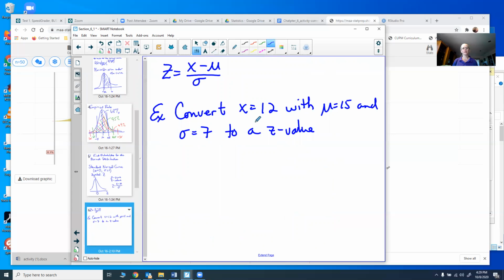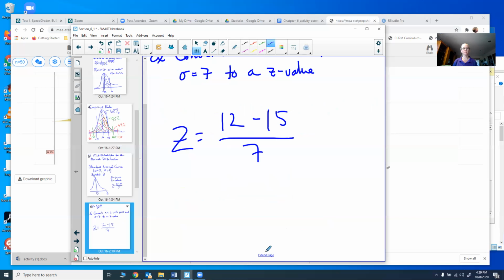So just to convert one here, let's say I have an x equal to 12. It has a mean of 15 and a standard deviation of 7. I want to find the z-score. So all I would do is take 12, the x value, minus the mean of 15 over top of the standard deviation of 7. And of course I get minus 3 over 7. And then if you want, you can find out what that is approximately using your calculator at this point.